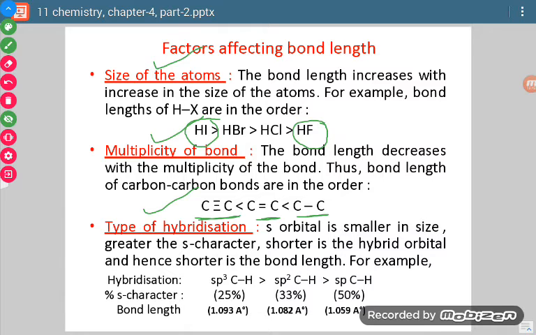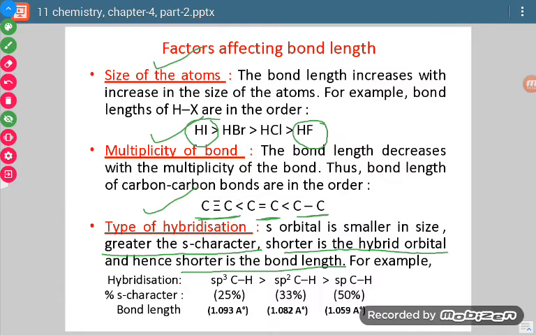So the least bond length is in the case of a triple bond and the maximum is in the case of a single bond, if we compare the same bonded atoms. Now similarly, the type of hybridization. Here we have to remember, greater is the s character, shorter is the hybrid orbital, and hence shorter is the bond length. Now how to find this s character?